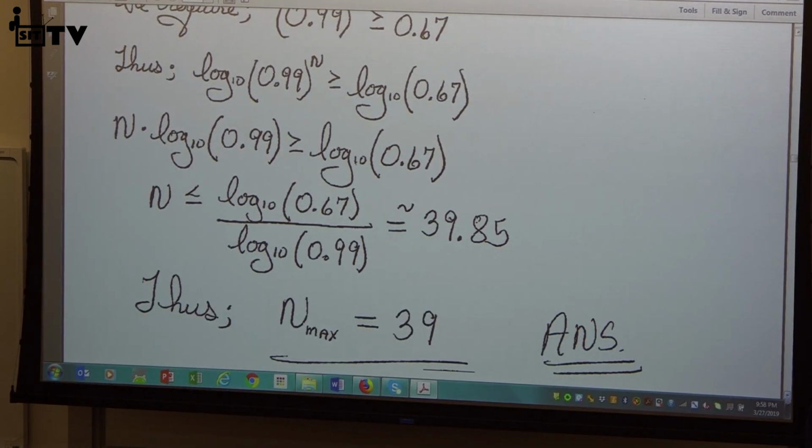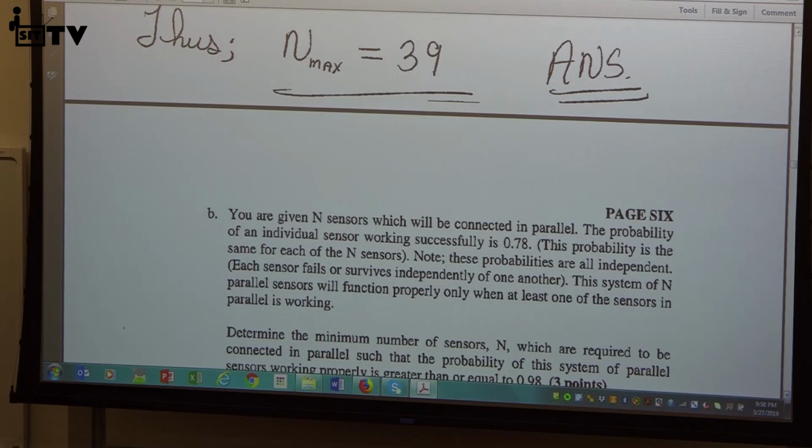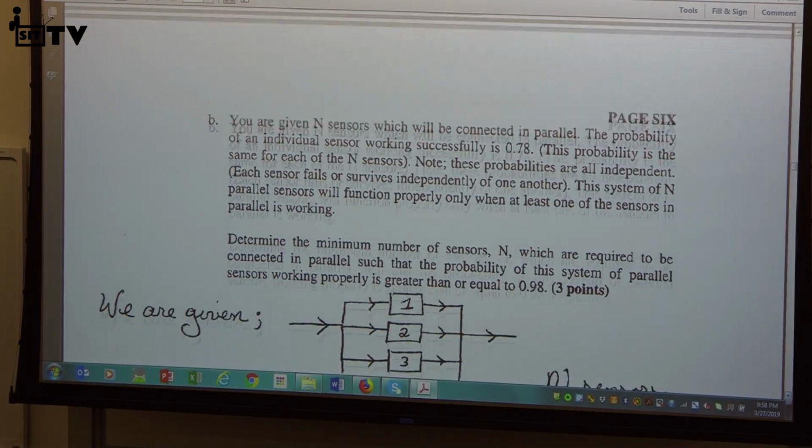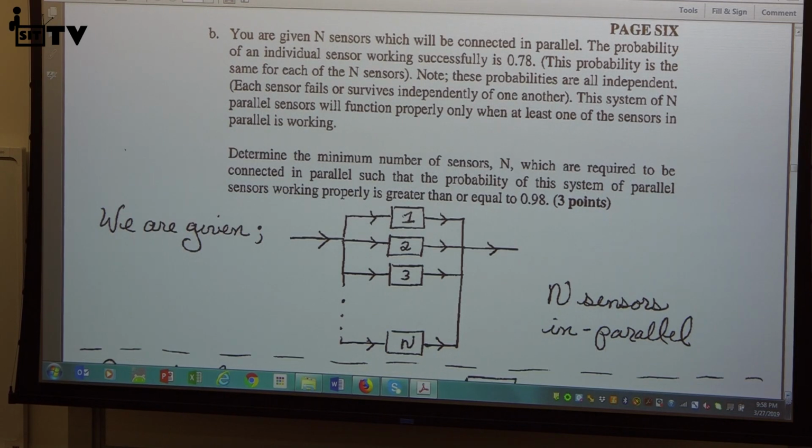How do we do? So Andrew, it's interesting. The more sensors we put in a string, the less reliable our system becomes. All right, are we good? All right, thumbs up. Okay. Now, I like this one. Because now it's the same question, except things are in parallel.